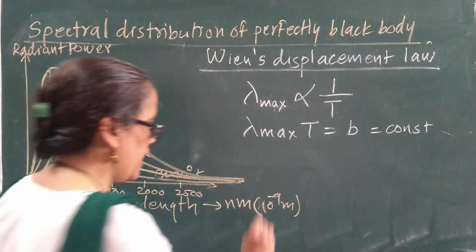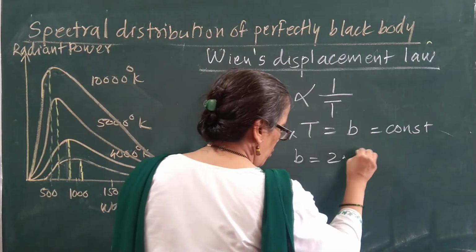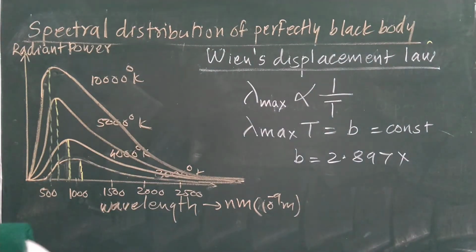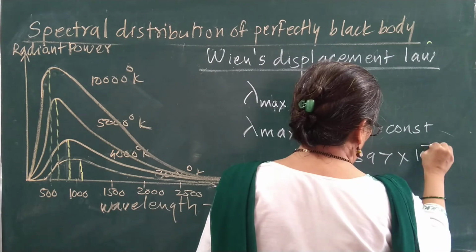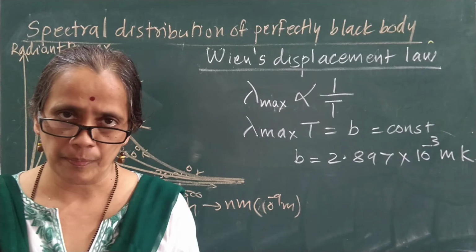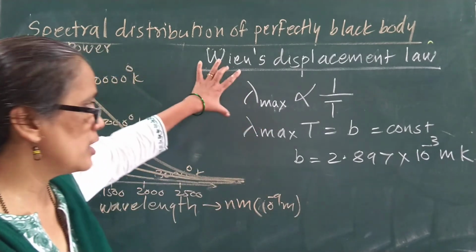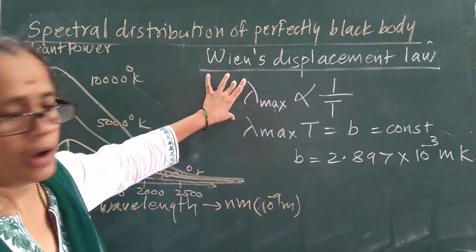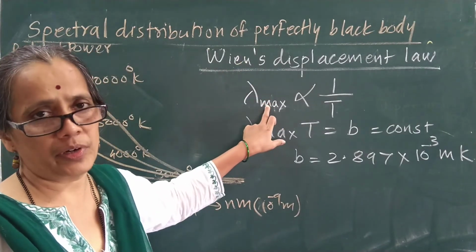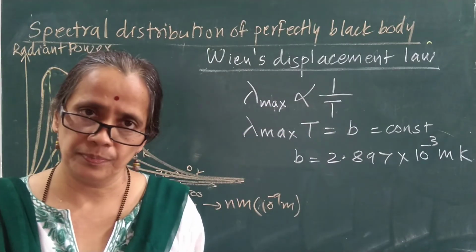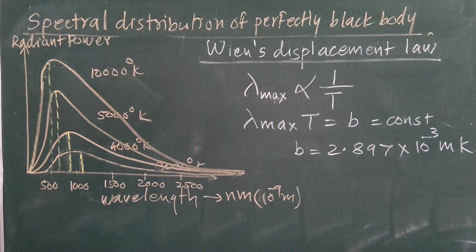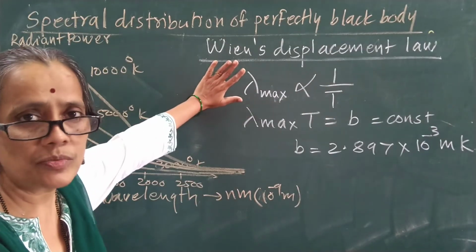The constant B has a value which is equal to 2.897 into 10 raised to minus 3 meter Kelvin. That is nothing but the value of B. Is it right? And this law is called Wien's displacement law, which gives the relation between maximum wavelength distributed over the temperature. Got it? Any doubt? Clear? And this Wien's displacement law, where we are going to use it?